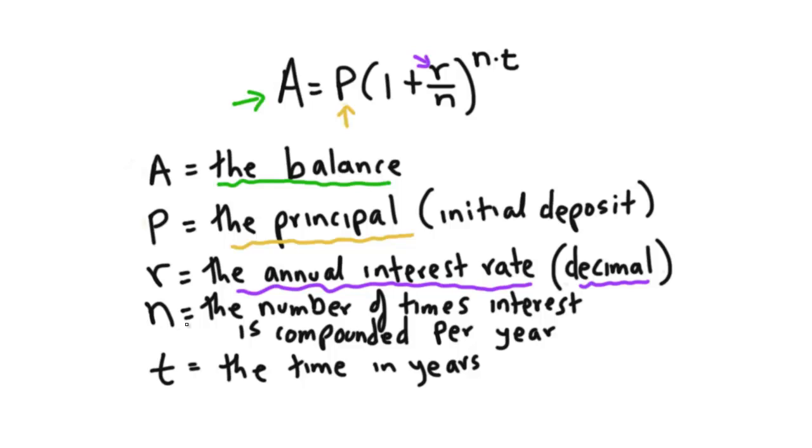And the N is the number of times interest is compounded per year, right? So it's this guy here. So for example, if it's compounded monthly, N would be 12. Now T is the time in years. Okay, so that's this T here. One last thing, this N here is the same thing as this N, right? And it's the number of times interest is compounded per year.